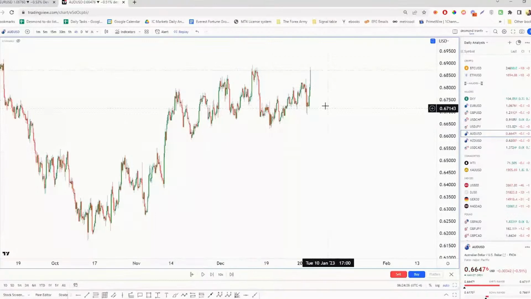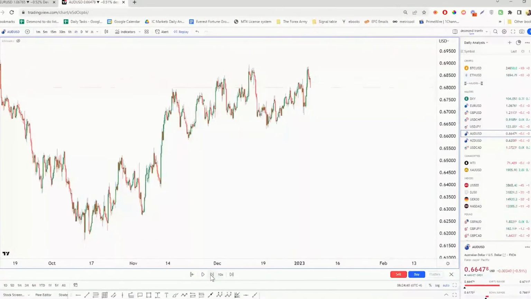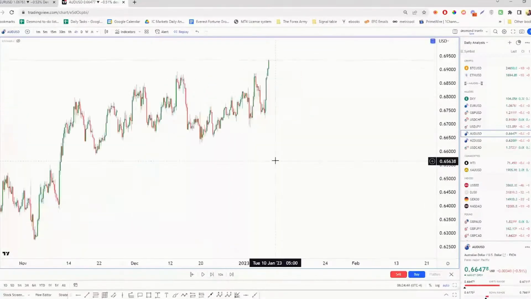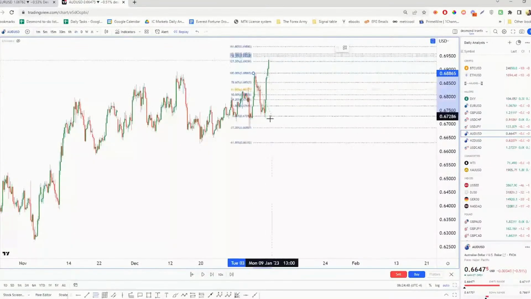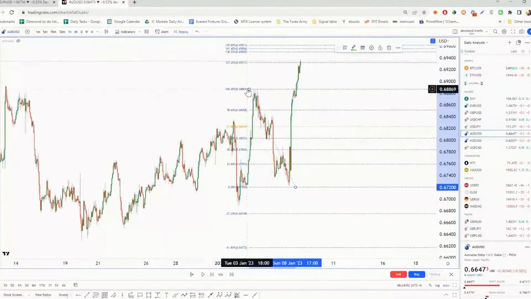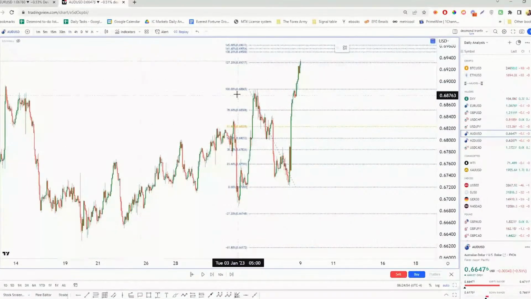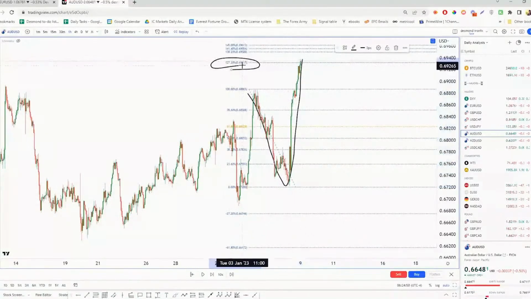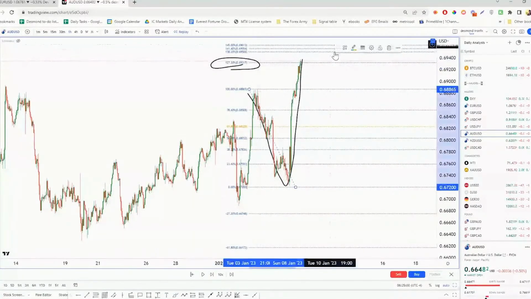Let me just make sure I get this right. So as you can see over here, very nice Fibonacci extension. This is a nice little Nike tick that you're looking at. You can see it's a very, very nice Nike tick, and it comes all the way up to here, this 127. I'm going to leave this 127% over here.